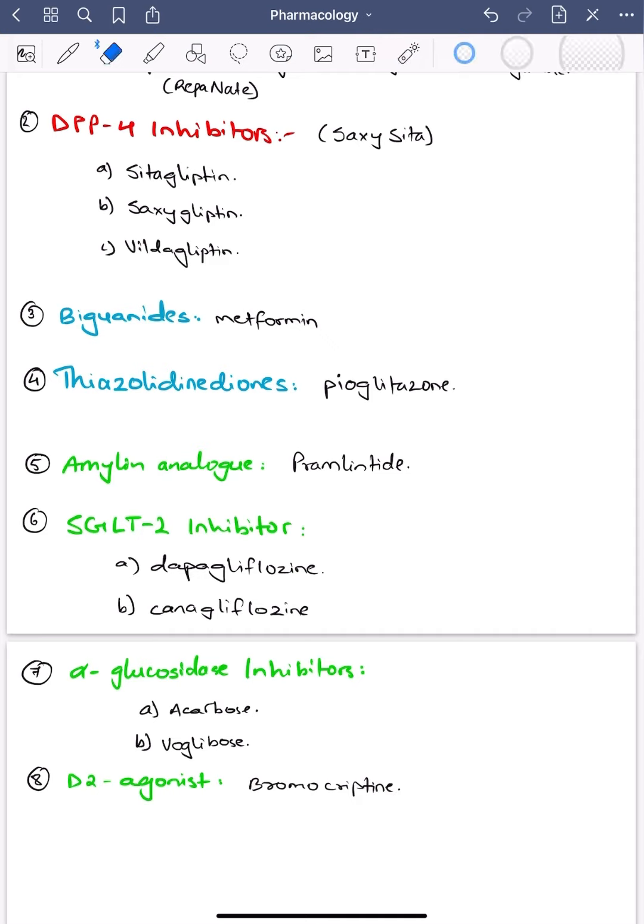Now the important drugs that you may forget or that you need to keep on revising are the thiazolidinediones. The example is pioglitazone, and the example for SGLT2 inhibitors, dapagliflozin and canagliflozin.